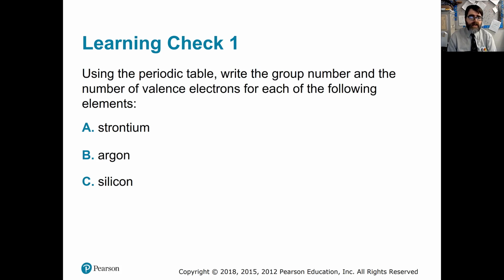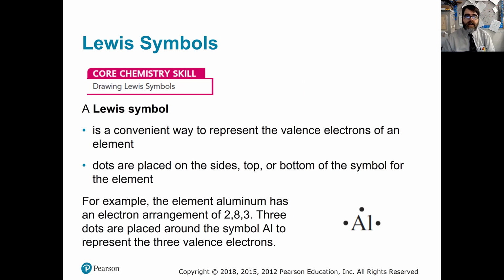So strontium's in the second column, so 2 valence electrons. Argon is in the last column, so 8 valence electrons. And silicon is in the 14th column, so 4 valence electrons. From there, as I mentioned already, we can go from Bohr models down to Lewis models. With Lewis models, we drop the rings, we stop drawing the rings, and we only draw the valence electrons. And so, for example, here where aluminum has 2, 8, 3 for its electron arrangement, we only draw 3 dots around it.